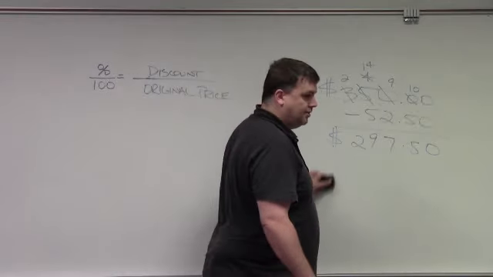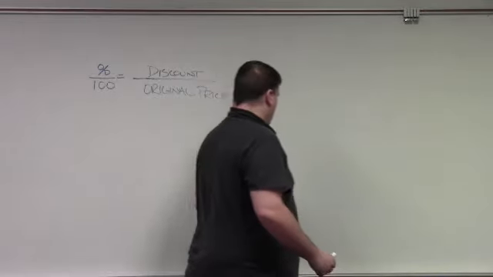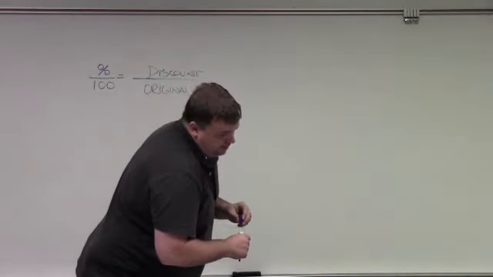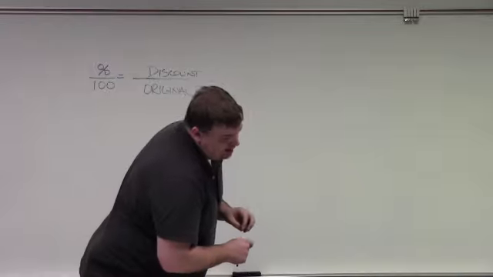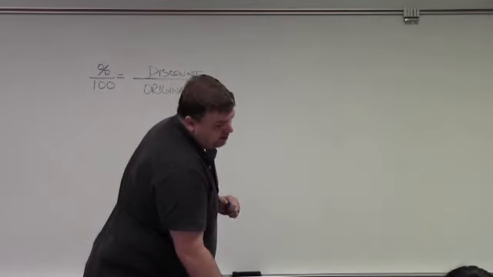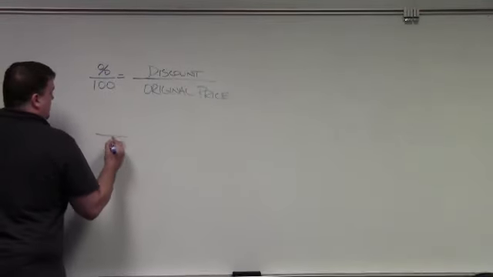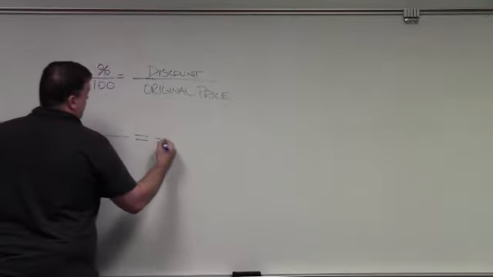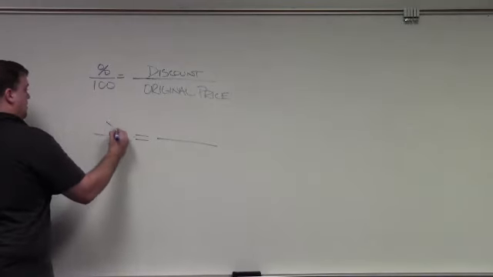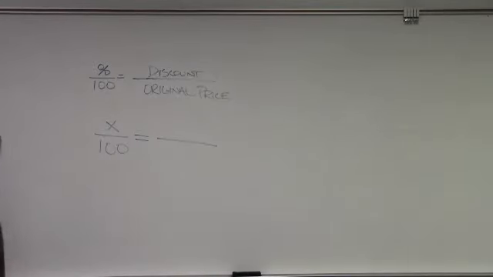The next one's a little tricky. They say the price of a fax machine is marked down from $305 to $262.30. What is the rate of the discount? So, do I know what my percentage is? No. That's my unknown. Do I know what my discount is? Be careful here. Yes.